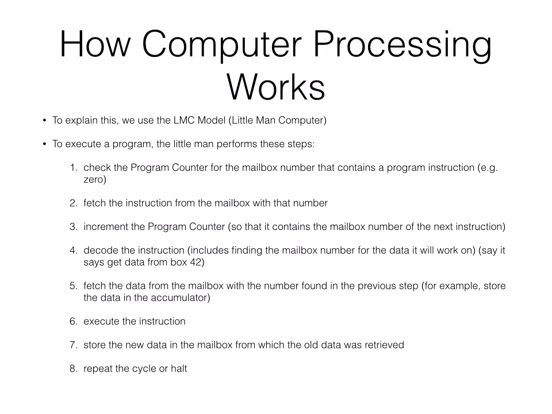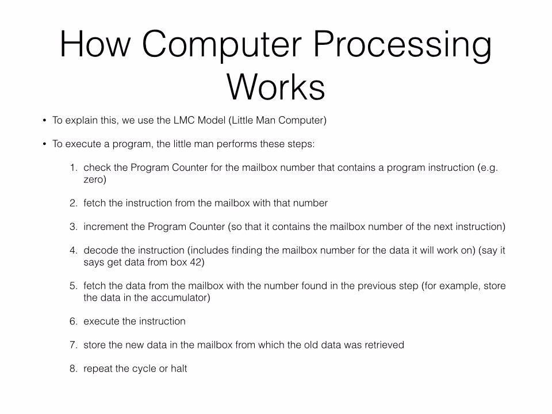So to explain this, we'll use the LMC model, the little man computer. It's just a very, very basic way of talking about how memory is taken from one place, processed, and goes to another. So, to execute a program, the little man, quote unquote, performs these steps. Checks the program counter for a mailbox number that contains a program instruction, like the first instruction. It gets that instruction from the mailbox with that number, increments the program counter so that it contains the mailbox number of the next instruction, the next one that has to go through the pipeline.